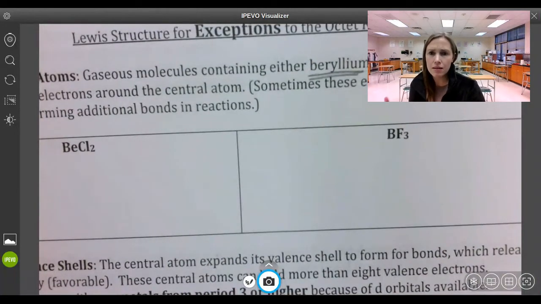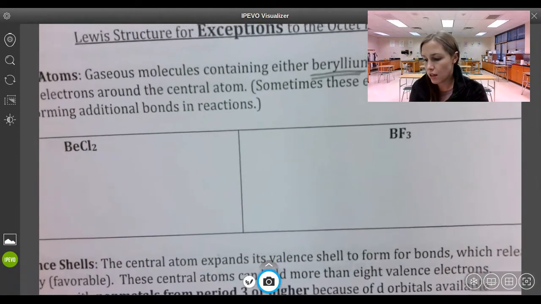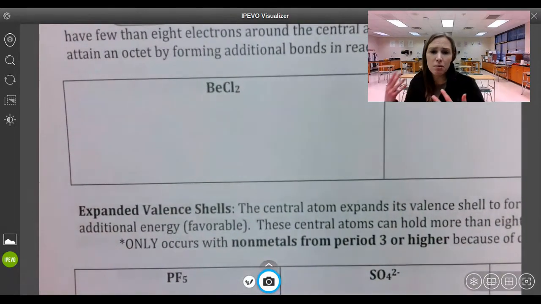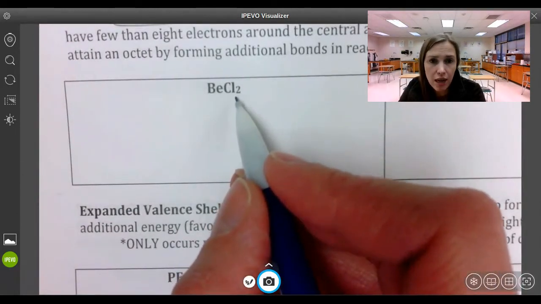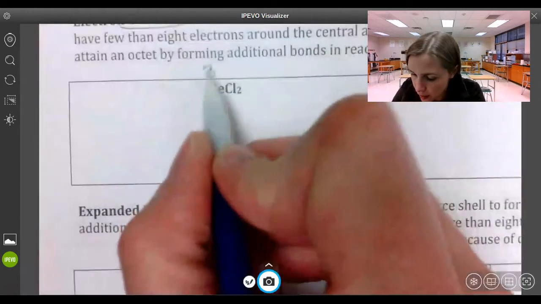Sometimes we will see it make additional bonds than what we're going to see in these two cases if it's bonded to another species, but we'll get into that later on. So beryllium and boron should seem a little bit odd to you because beryllium and boron, we have a metal and a metalloid, but these do actually end up forming covalent bonds with certain nonmetals. So for this one here, beryllium only has 2 valence electrons.